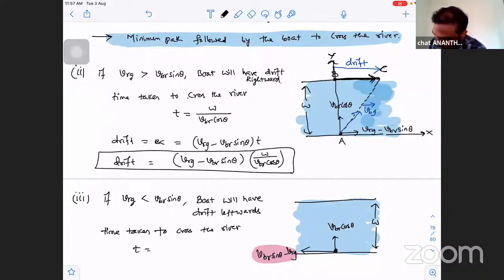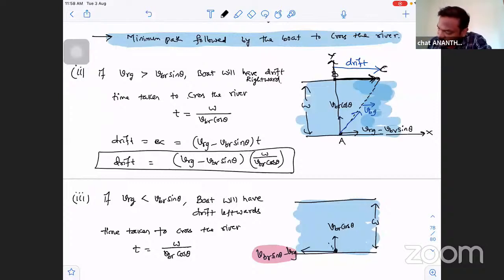Time taken to cross the river is equal to W by VBR cos theta. As I told you, అన్ని cases లో W by VBR cos theta value వస్తుంది, but theta value is not same. Time is not same, but time formula is same. Time formula anywhere you can write down one thing: width by velocity component perpendicular to river. Velocity component along the river will decide the drift. Drift leftward or rightward or zero will be decided by the velocities which are along the river.